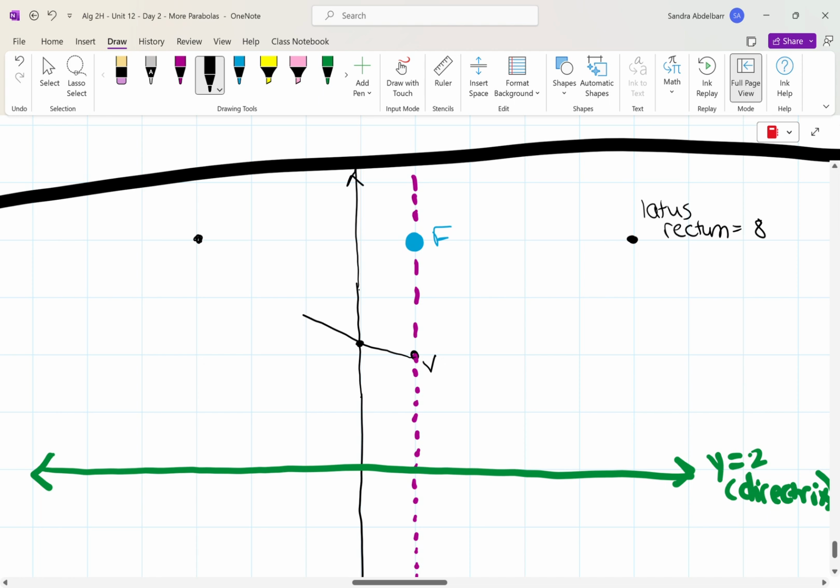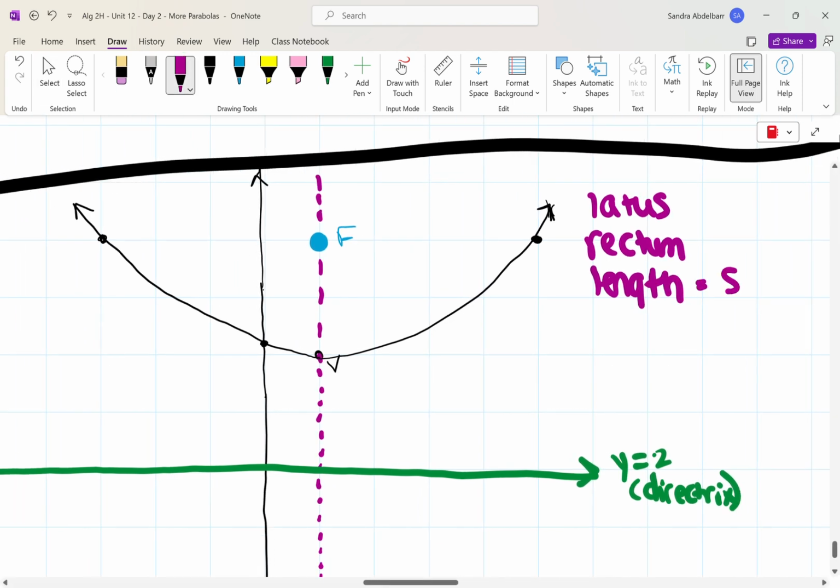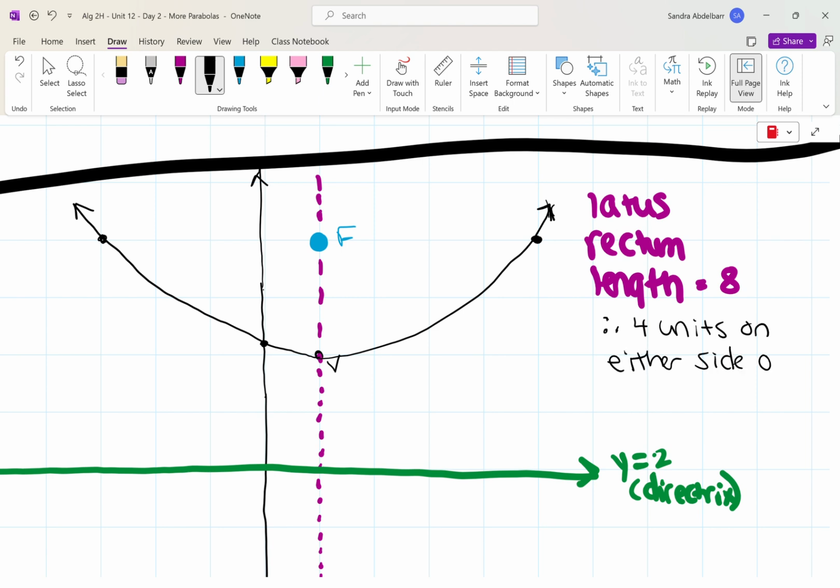And now I can draw my parabola. Very wide parabola. So I just wrote it out in case you forget. So when the latus rectum length was 8, that means it's 4 units on either side of the focus.